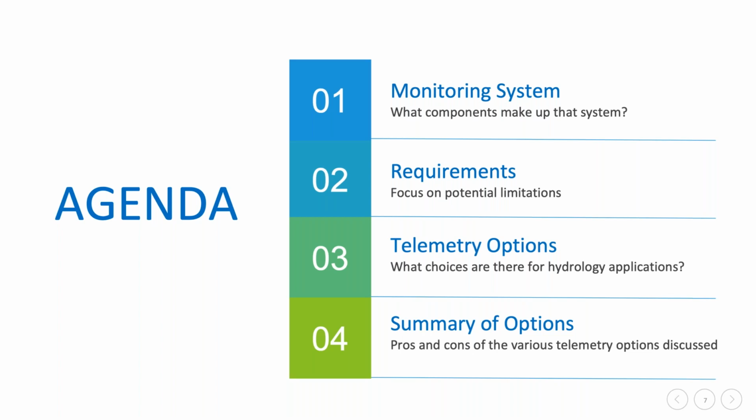Today, in terms of our agenda, we're going to cover different options for telemetry. Leading into that, we're going to talk about monitoring systems and define what your system may look like, and then again focus on the monitoring or telemetry side of that. We're going to look at requirements as you're considering different types of equipment or different types of methodology of telemetry. We should probably consider a number of different requirements while making those decisions. We'll talk about the telemetry options and then do some summary in the end.